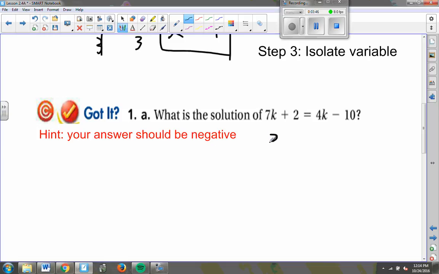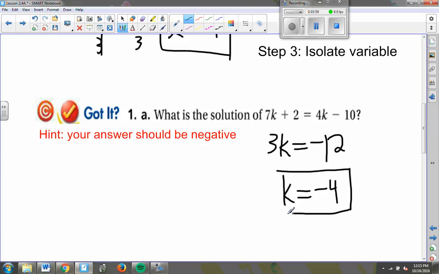Okay, so we end up with the equation that says 3k equals negative 12 when we subtract. So when we divide by 3, k ends up equaling negative 4. k equals negative 4.